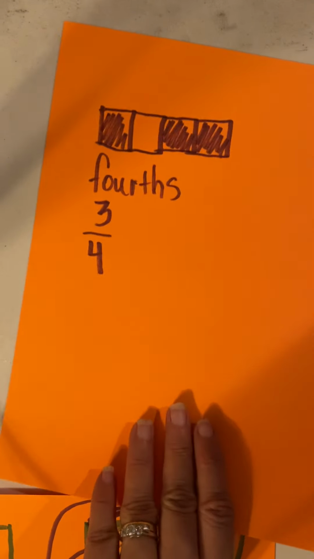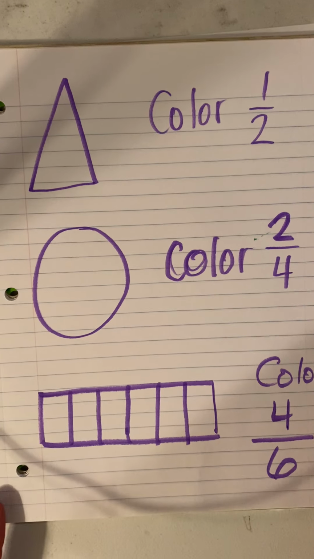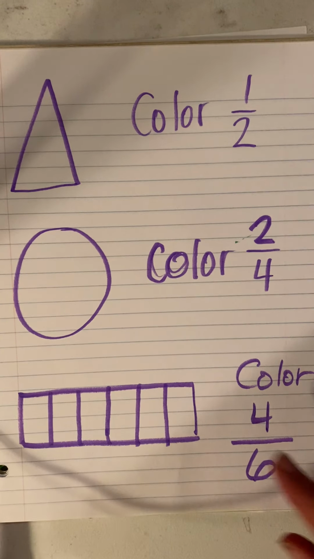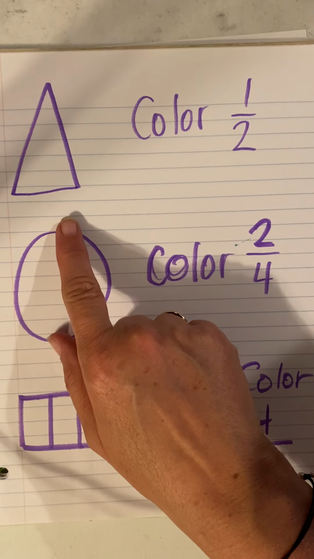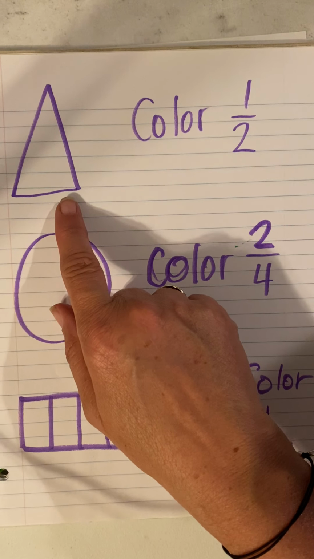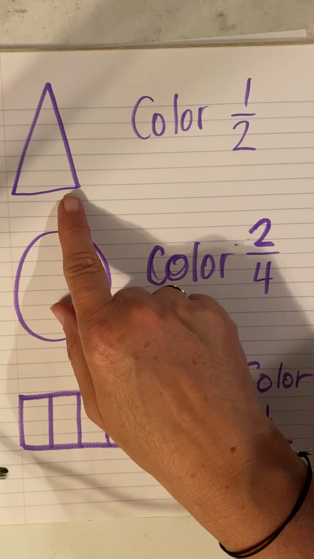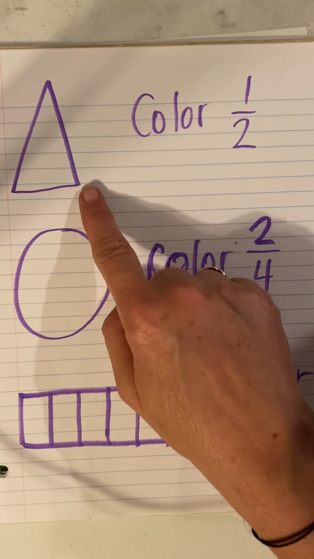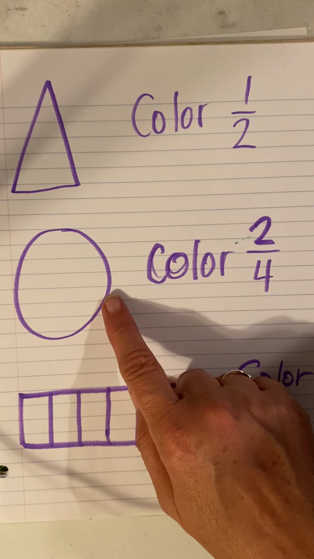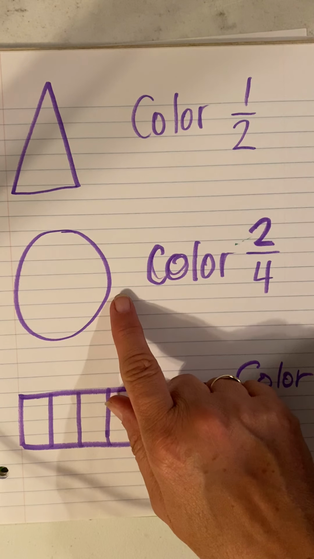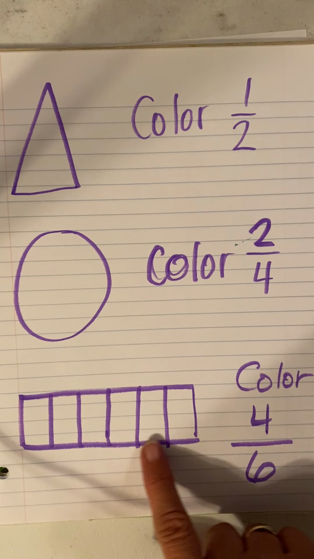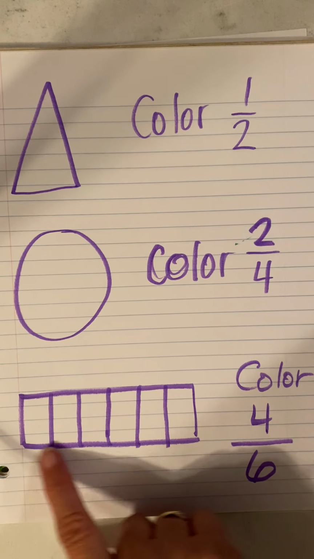Good job, boys and girls. I'm going to switch out my paper. You can turn your paper to the next blank sheet. And this is what you're going to draw on your paper. Draw a triangle. Don't make it too small. We also want to put a circle on that page, and we also want to draw a rectangle.